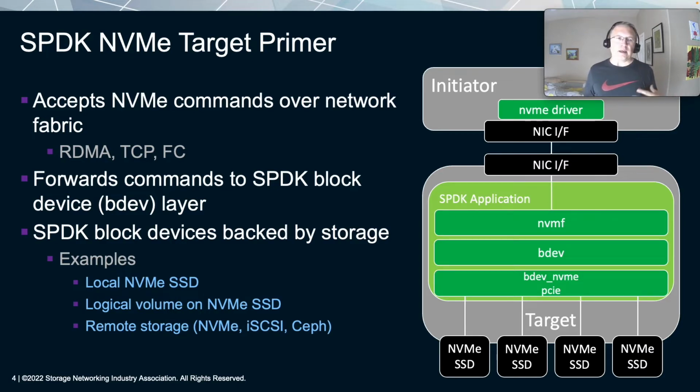So this could be a local NVMe SSD. That's what we're showing here. That namespace being presented to the initiator could be backed by a logical volume, so a logical partition on one of those NVMe SSDs. Or it could even be remote storage. It could be getting forwarded to another RDMA or NVMe remote storage node, iSCSI, or even a Ceph cluster.